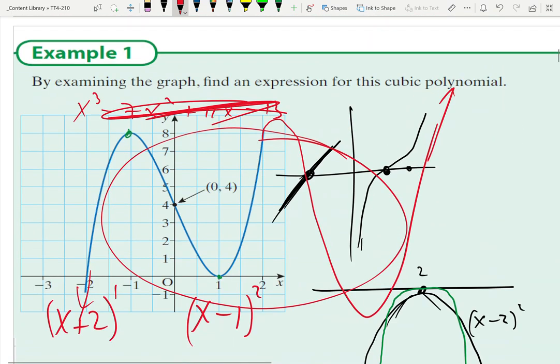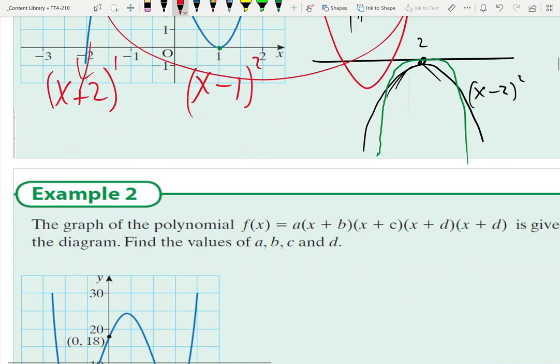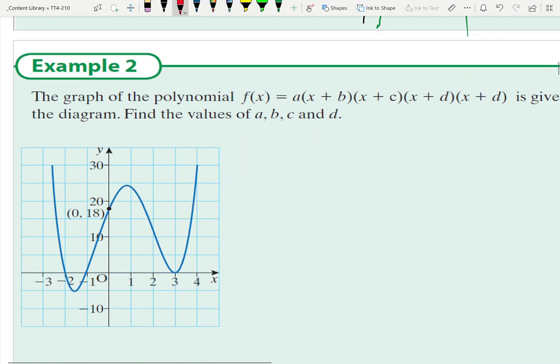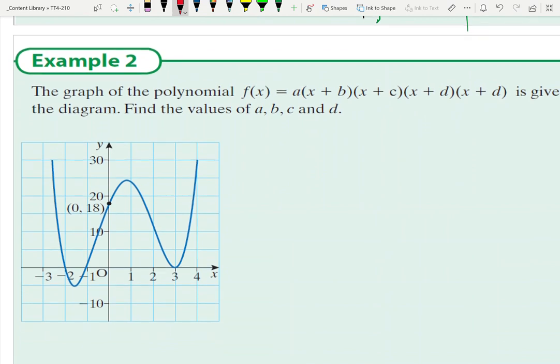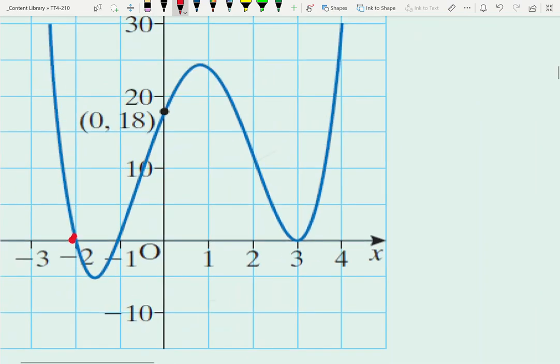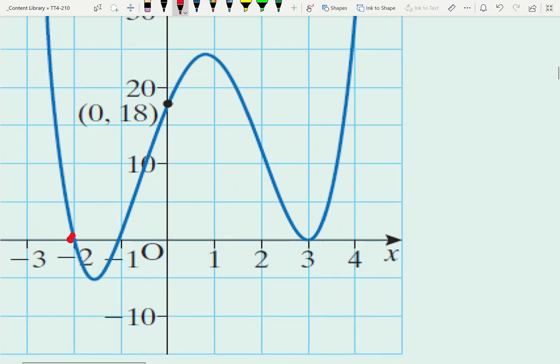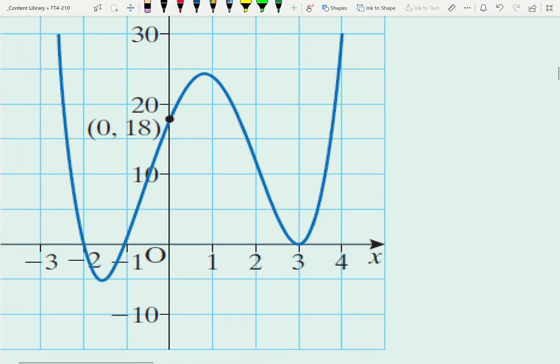So what do they ask us to do? Find an expression. Done. So that looks like minus 2. It's not quite minus 1. What are they doing? This is definitely 3. So we can say x minus 3 squared.